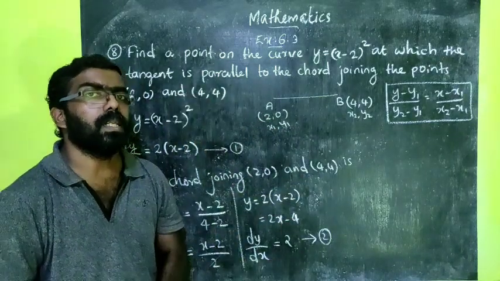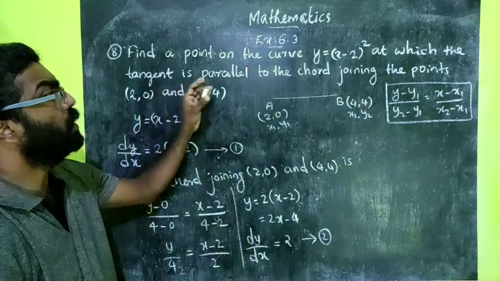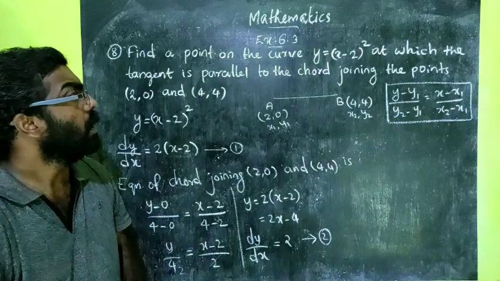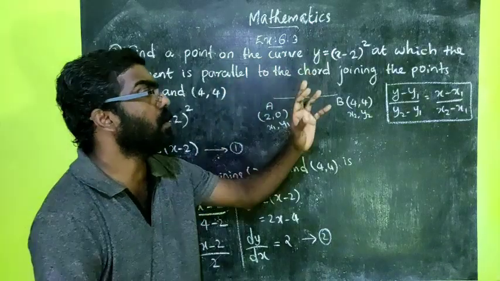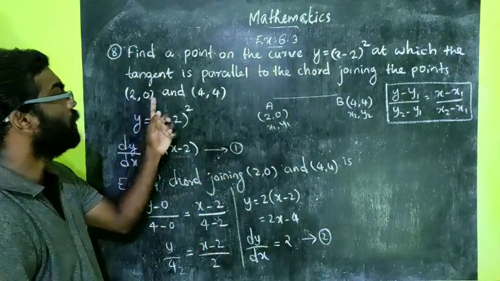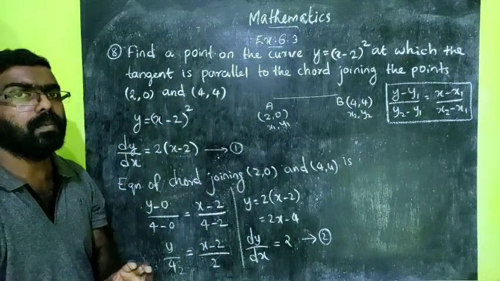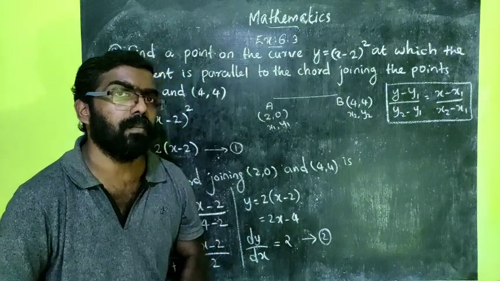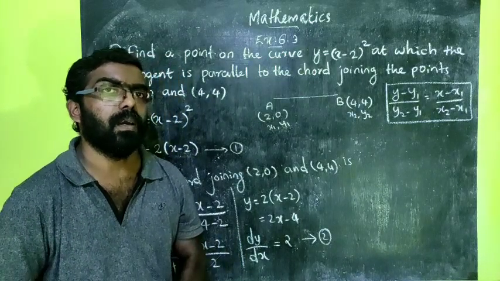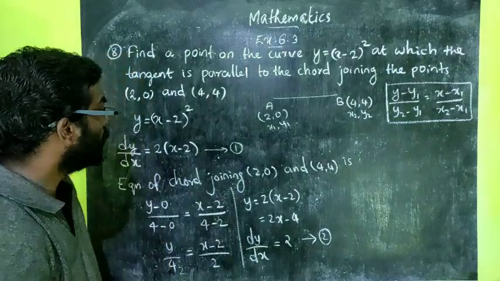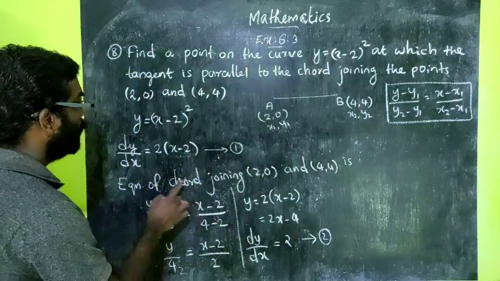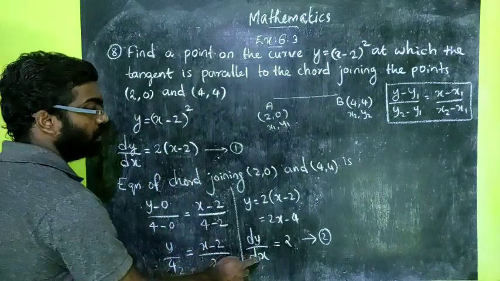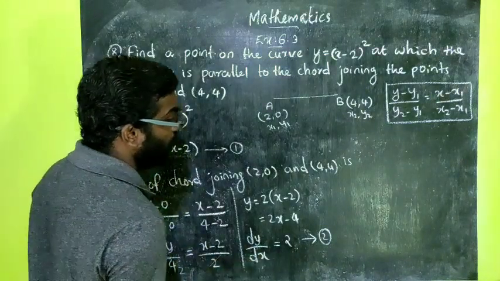2. In the question it is given that the tangent to the curve y equal to (x minus 2) the whole square is parallel to the chord joining the points (2, 0) and (4, 4). That means the two lines are parallel. Two lines parallel means slopes are equal. M1 equal to M2. So we can equate these two equations. dy by dx, here first equation 2 into (x minus 2) and the second equation we got as 2.